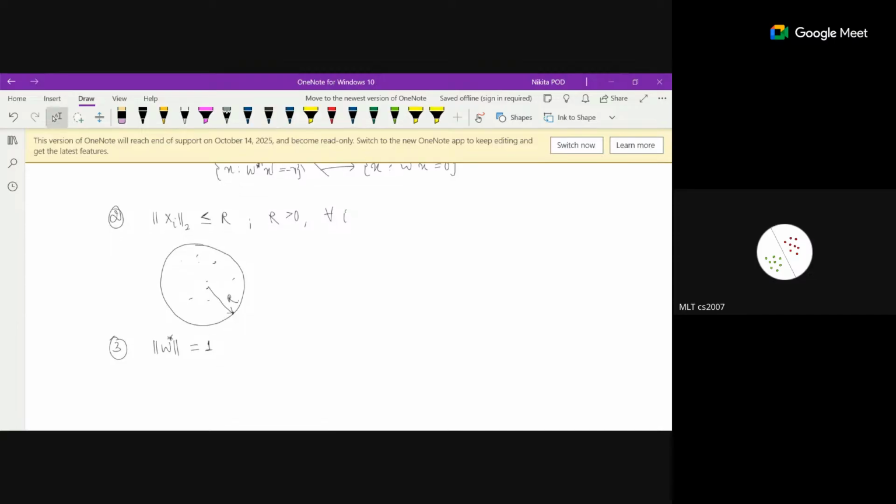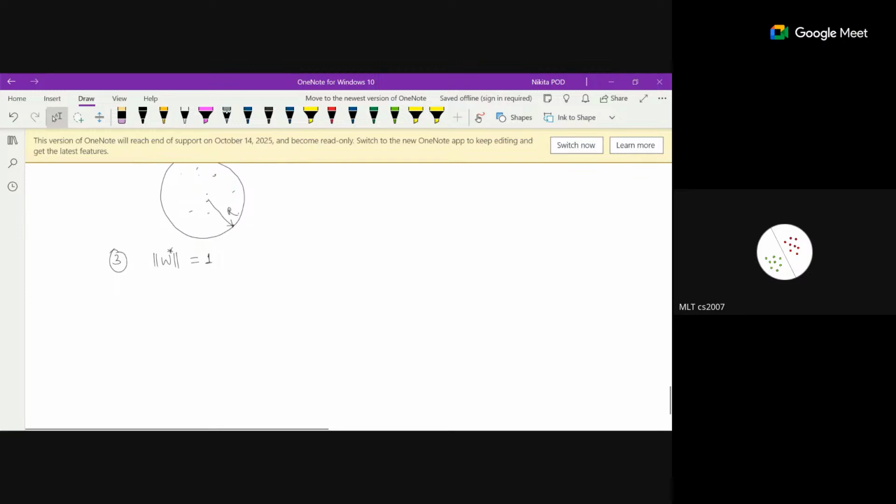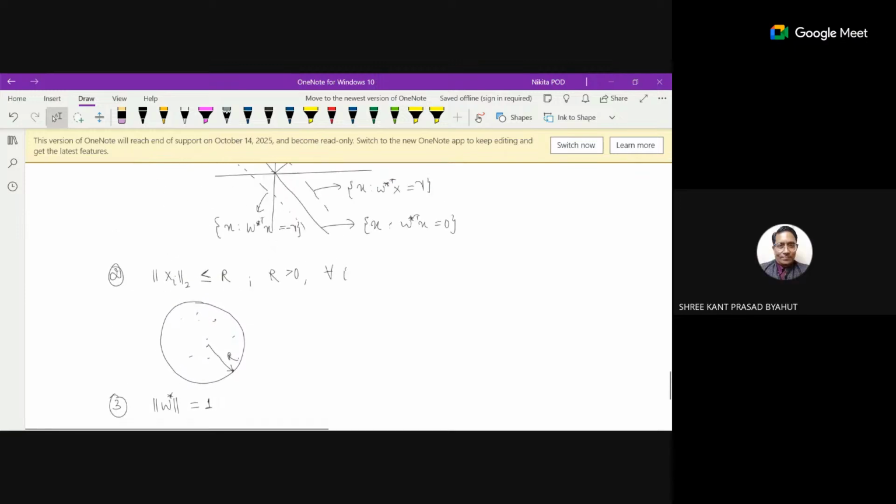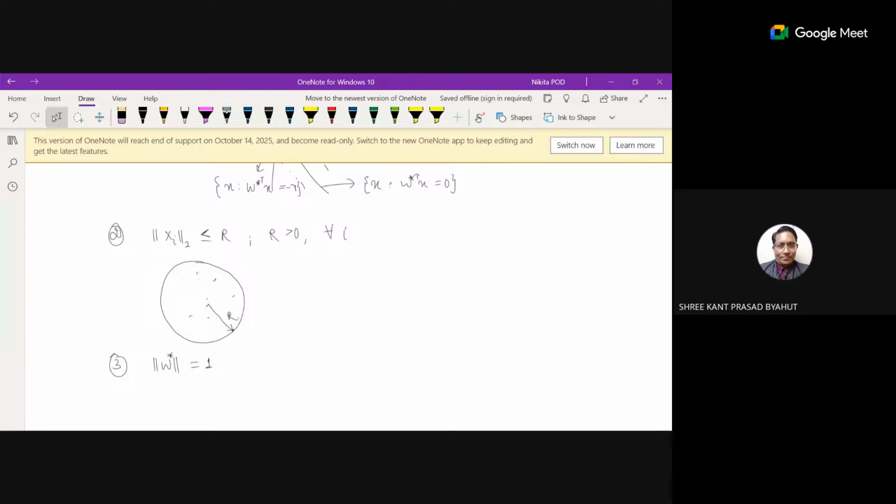So these are three assumptions that we make for the Perceptron algorithm. Now, suppose a set of data points is given, for this assumption, can we just take the highest X and take the norm and say that the value of capital R is this?